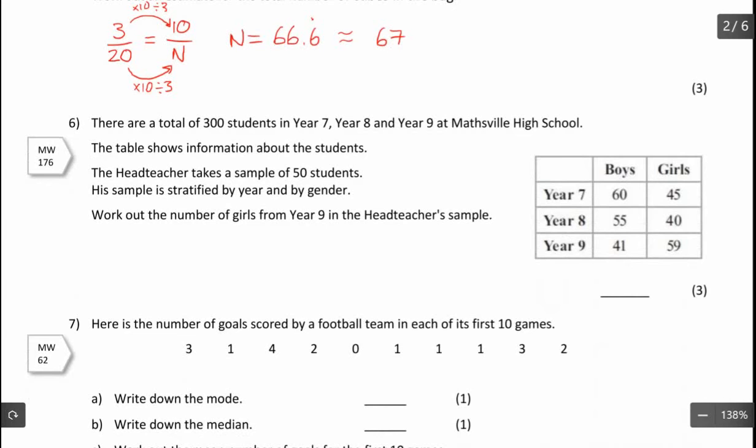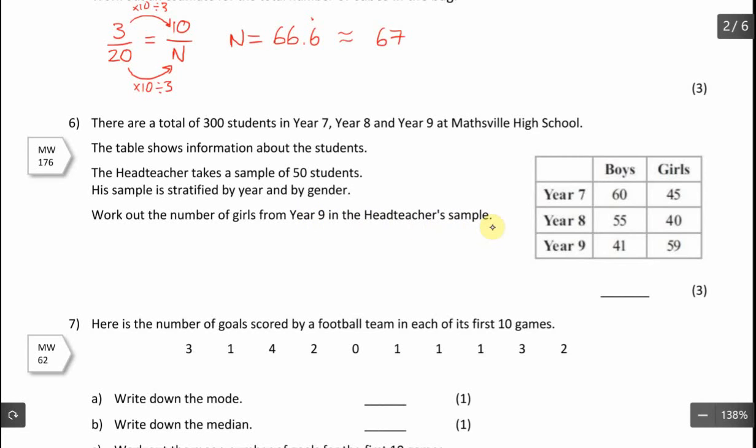Number 6. There are a total of 300 students in Year 7, Year 8 and Year 9 at Mathsville High School. And we've got that in a table. And we're also told whether they're boys or girls. The head teacher takes a sample of 50 students stratified by year and by gender, which means the 50 students are also split like this into Year 7 boys, girls, Year 8 boys, girls and so on. But obviously the numbers must be lower so that it adds up to 50 in total. However, the proportions have to match the proportions here. So our smallest group out of these 50 should be the Year 8 girls, because they're the smallest group in the original. Work out the number of girls from Year 9 in the head teacher's sample.